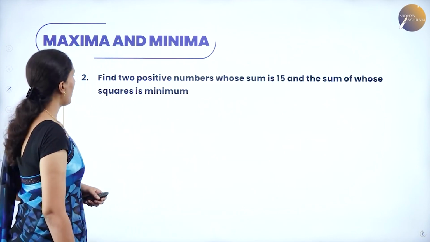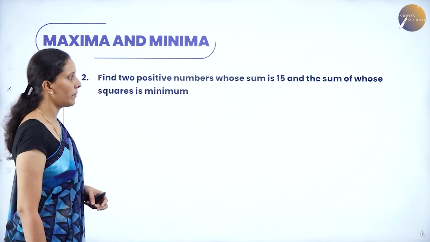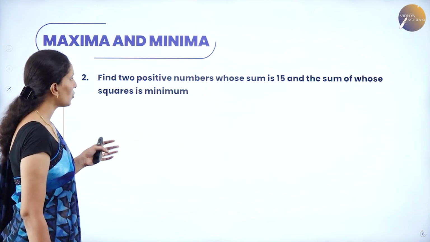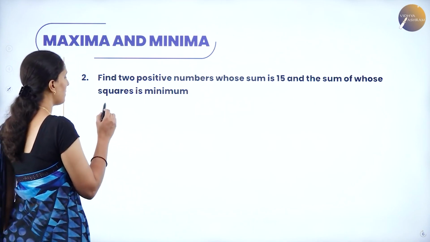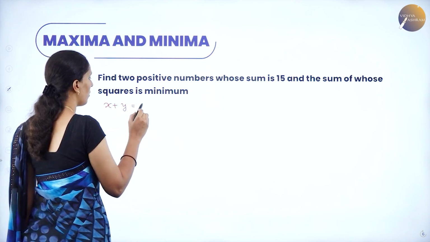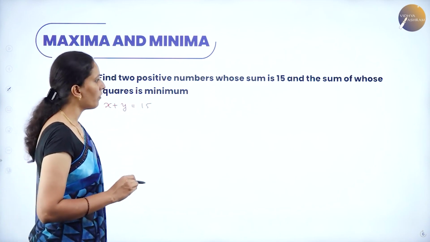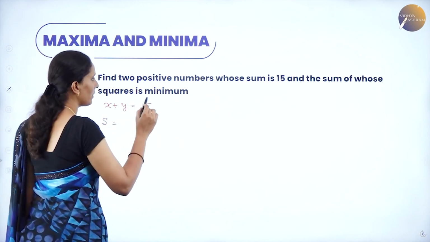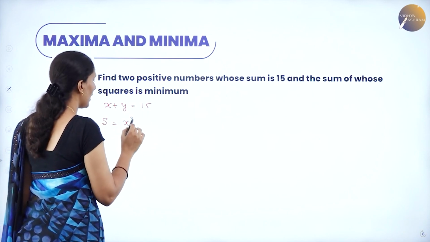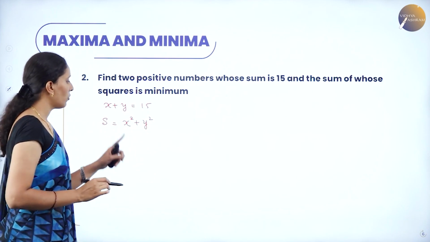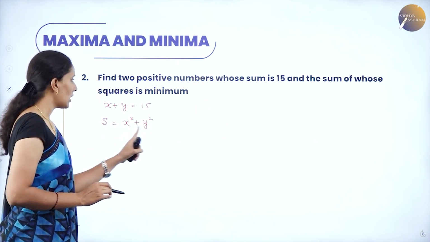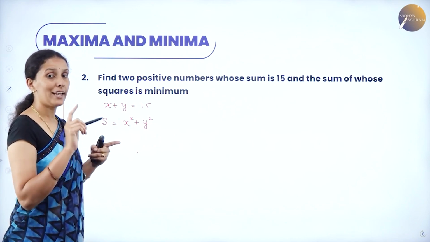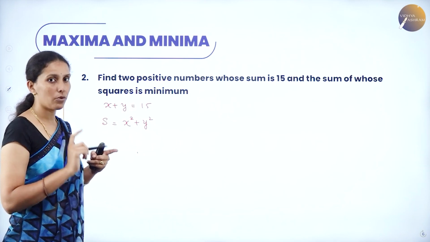Next question, find two positive numbers whose sum is 15 and the sum of whose squares is minimum. So, let us take two positive numbers here, x plus y is equal to 15. And the sum of whose squares is minimum, that is x square plus y square. I have to find out x and y such that this expression is minimum. Minimum means its second order derivative must be greater than 0, that is, it must be a positive quantity.